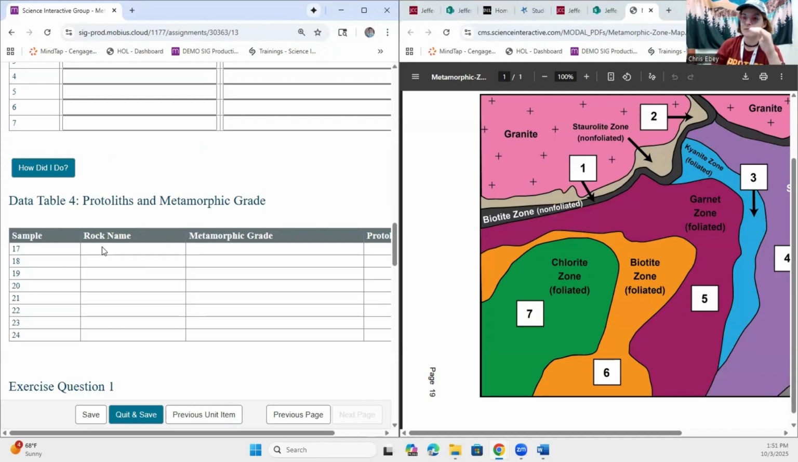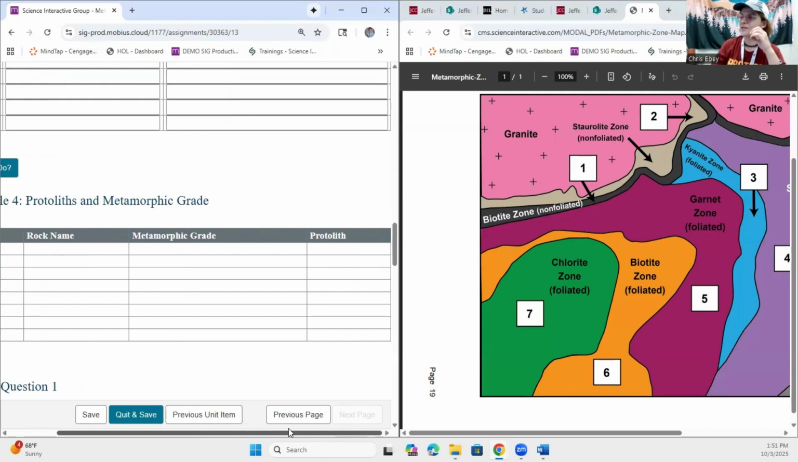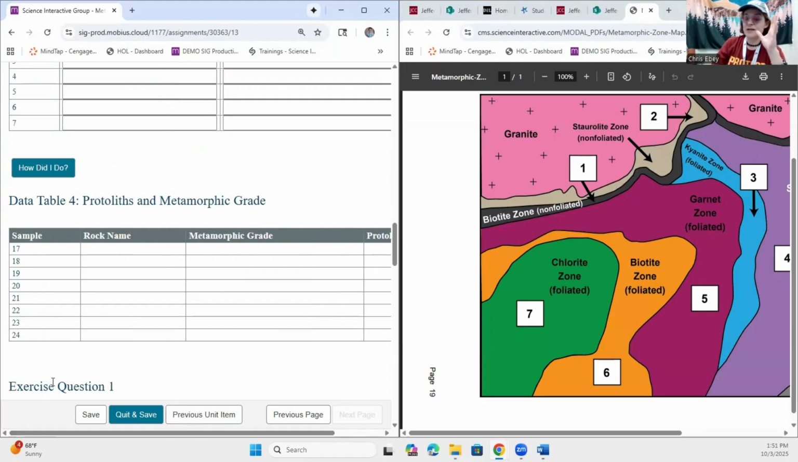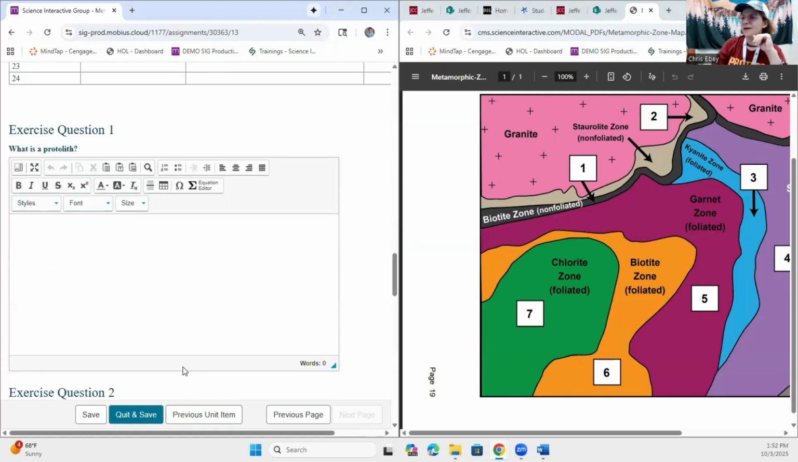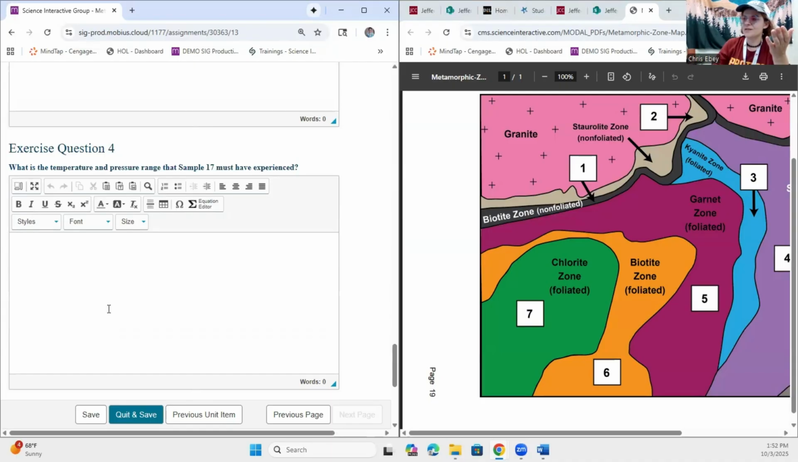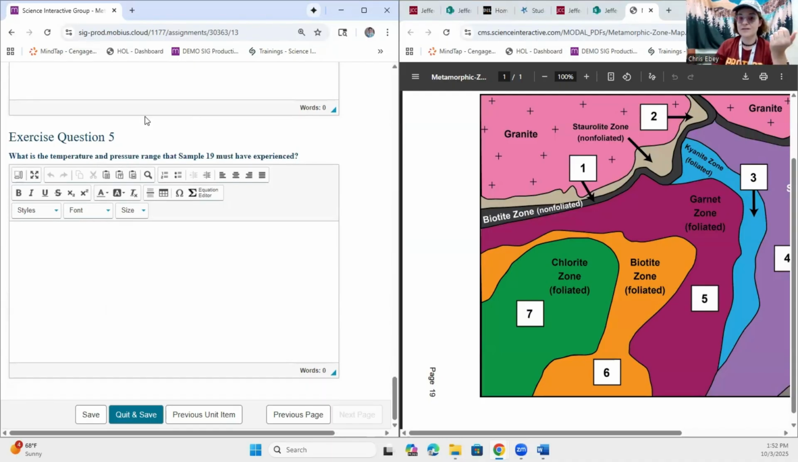So like number 17, we figured out that was gneiss. The metamorphic grade, that is the highest of the high grade metamorphic. We see that at continental collisions. A protolith of gneiss listed in the exercise, I guarantee you, is granite. So you just continue that for each one of the rocks that you identified. Then you give some definitions, and that's it for the lab.